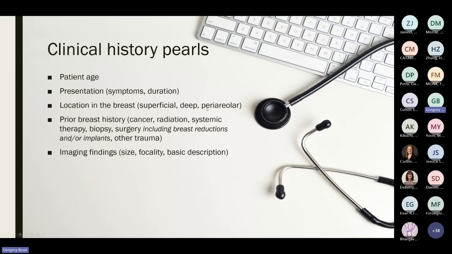The location in the breast can be helpful for a subset of the lesions, especially if they're near the nipple or deep or superficial. If the patient has a prior breast history that's relevant, any kind of trauma, including surgery or biopsy, or history of systemic therapy, cancer, atypia, radiation might end up being relevant. And then specifically, what are the imaging findings? How did they describe the lesion? What is the size? Is it multifocal or unifocal? And a basic description of, perhaps a BI-RADS score, if you use that, to show how suspicious they are.